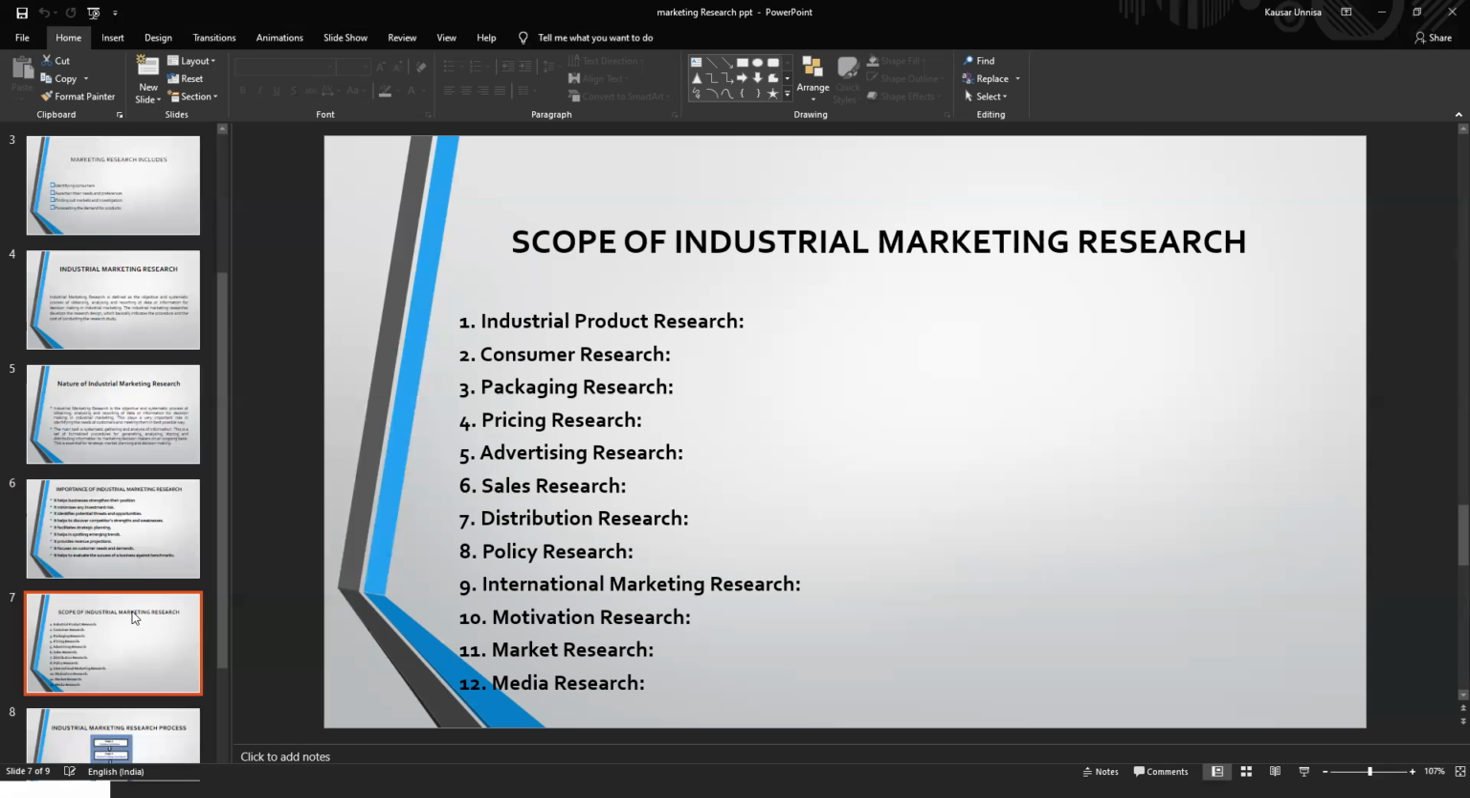The last one is media research, where the study is about the various advertising media: radio, newspaper, magazines, internet, all the media. So it does media planning. It also studies media cost. It helps in sales promotion and in avoiding wastage in advertising.